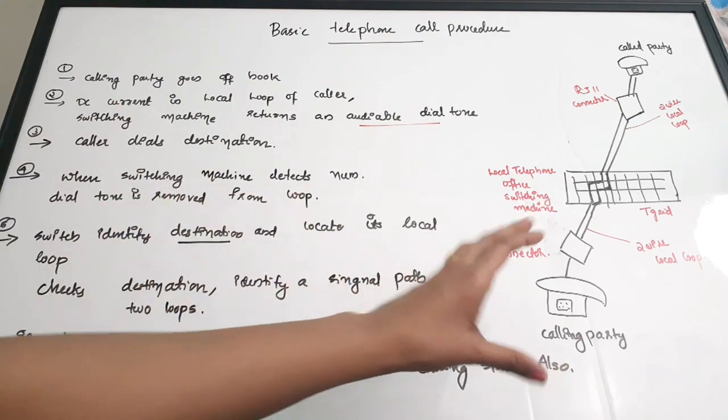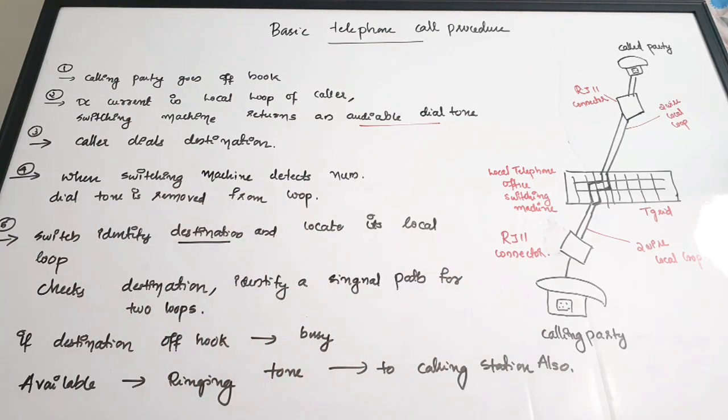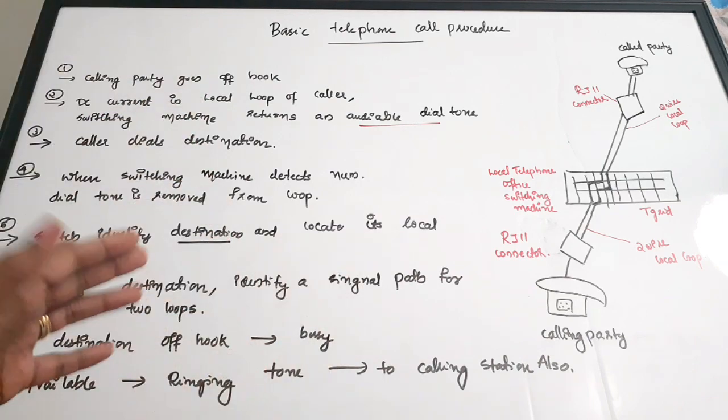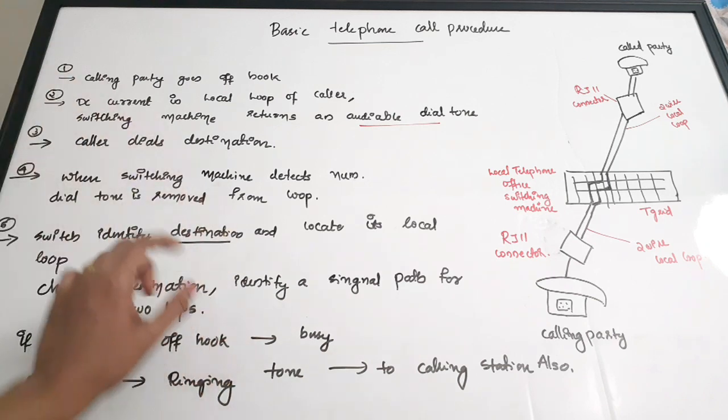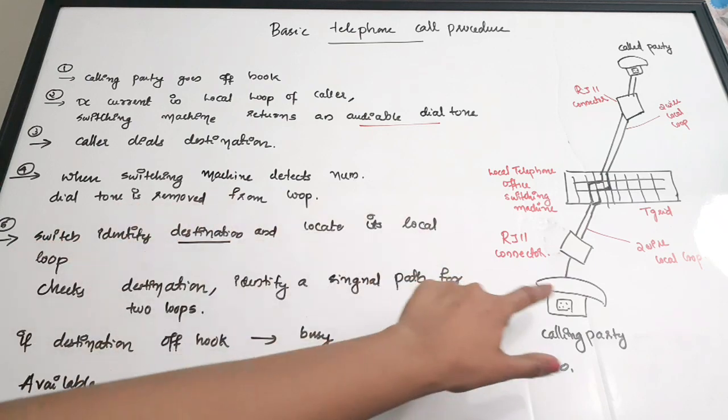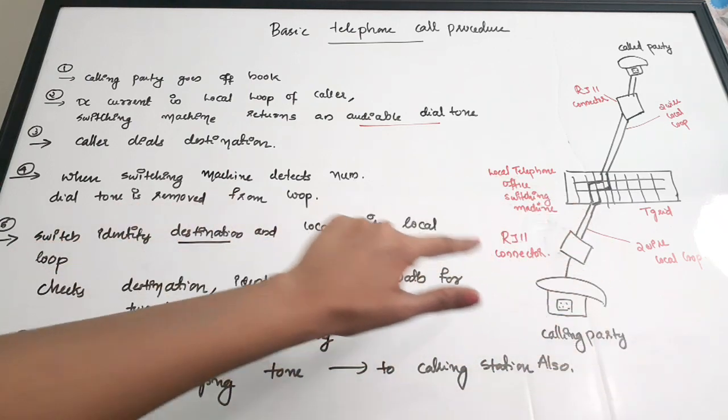So what will happen in the third step? The calling party will dial the destination number. And after dialing, the switching machine will detect the dialed number, and it removes the dial tone from the calling party's local loop.